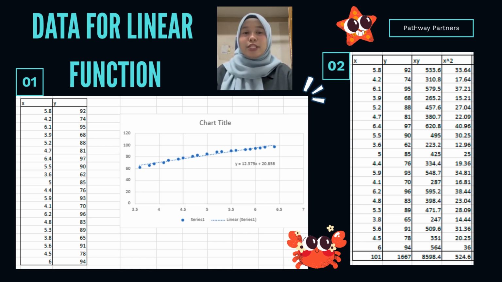The linear equation generated from this graph is y equals 12.375x plus 20.85. On the right, we have our calculation table showing the summation of x, summation of y, summation of xy, and summation of x squared. We will use these totals to calculate our final SSE value for this linear model.